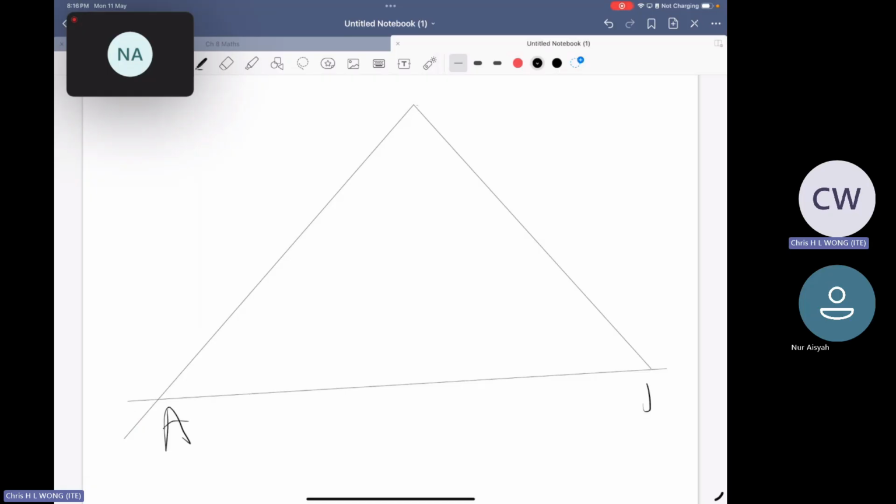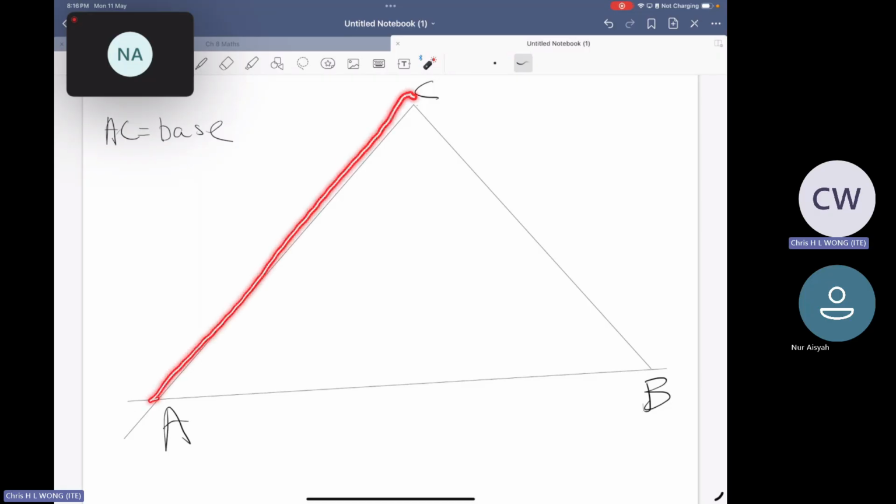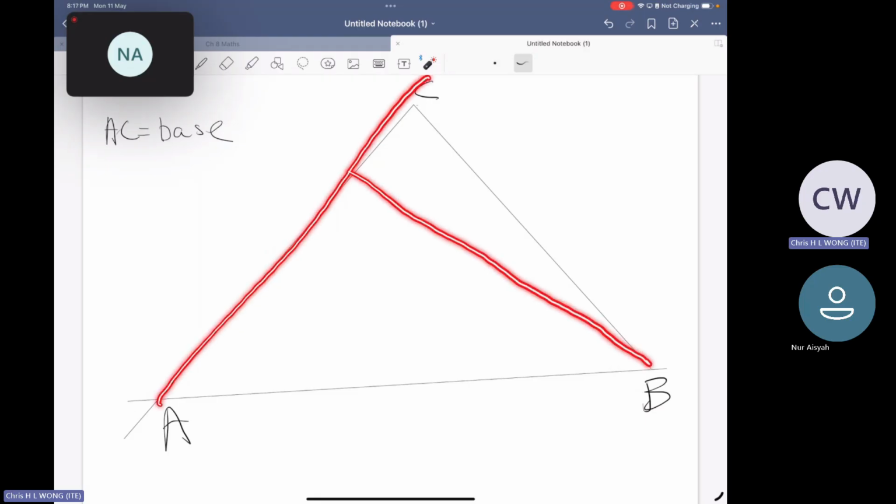A, B, C. Okay. If I say AC is the base, where's the height? Where's my height? AC is the base, so you look at AC here. The height must be perpendicular, right? So if this is the base, this must be the height. It must be 90 degrees, remember? So this is the height.